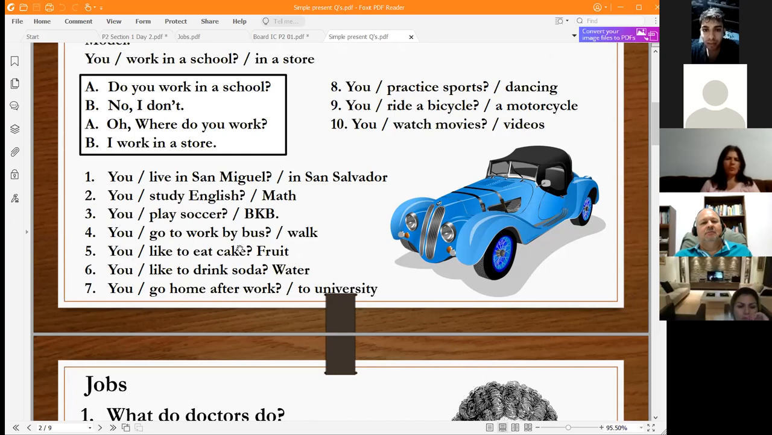Do you like to eat cake? No, I don't. What do you like to eat? Okay, we eliminate cake, right? What do you like to eat? I like to eat fruit.